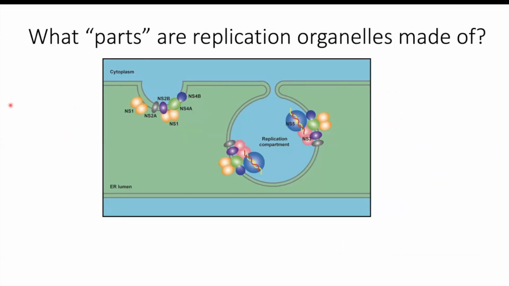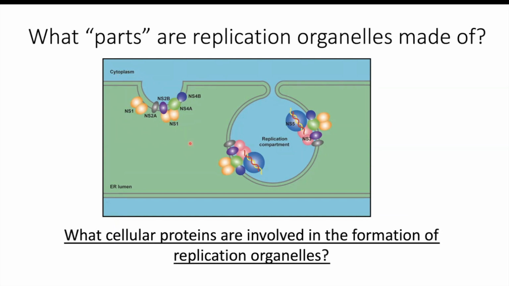So what we're interested in is investigating what parts these replication organelles are made of. We know a fair amount about the viral proteins that are synthesized by the virus inside infected cells that help to contribute to the formation of the structures. You can see some of these proteins here: NS1, NS2A, NS2B, NS4A, and NS4B. But what we don't know much about is what cellular proteins are involved in the formation of these organelles. We know there must be some cellular proteins that help to make the structure, but we don't exactly know which ones are involved. And finding out is relatively complicated.